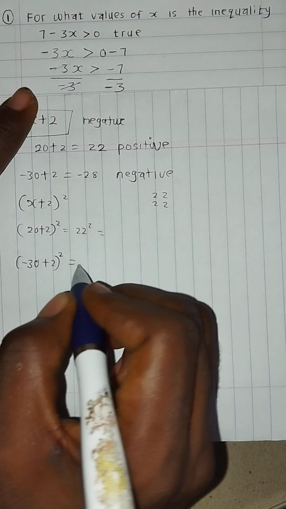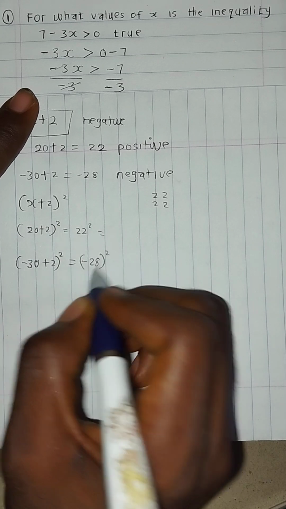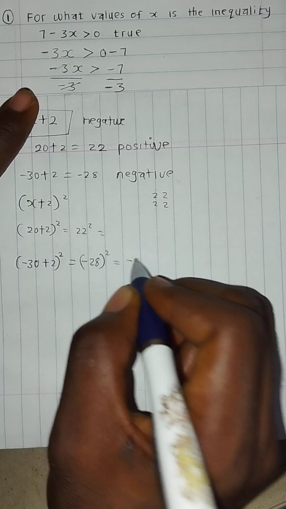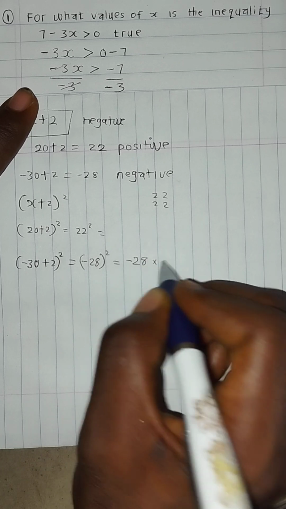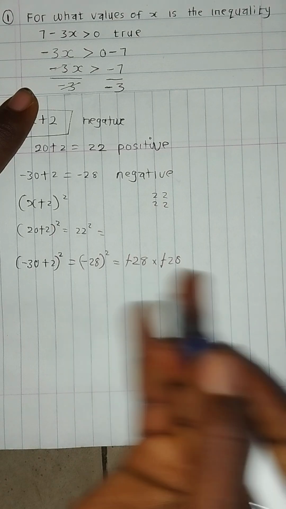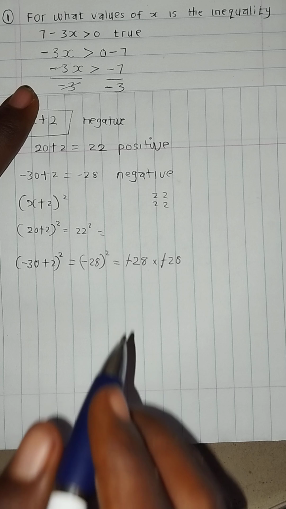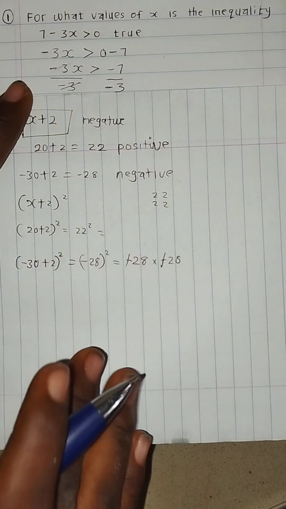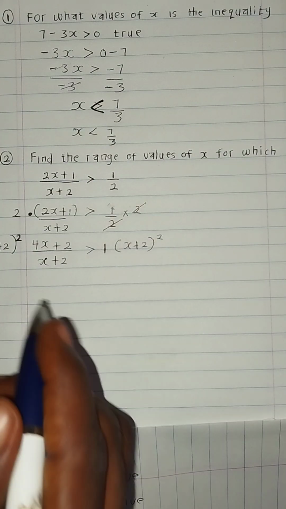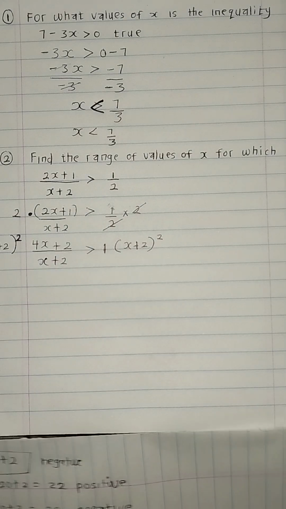Minus 30 plus 2 is what? That's minus 28, then square. What does minus 28 squared mean? Minus 28 squared means minus 28 times minus 28. Can you see? Minus times minus is plus. It will still give us positive. So that means whenever you have the square of anything, that thing will always give you a positive.